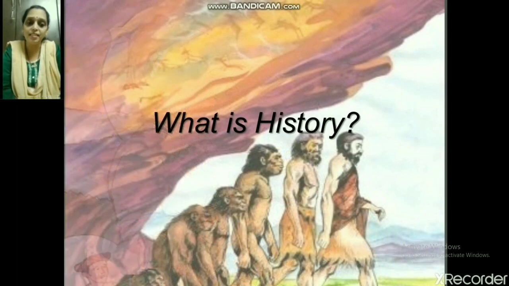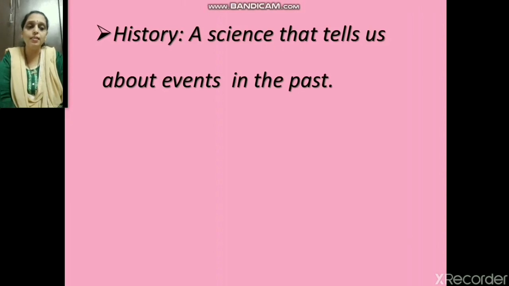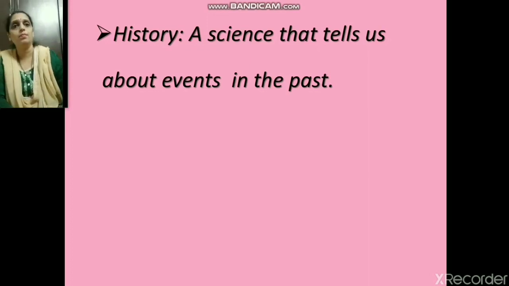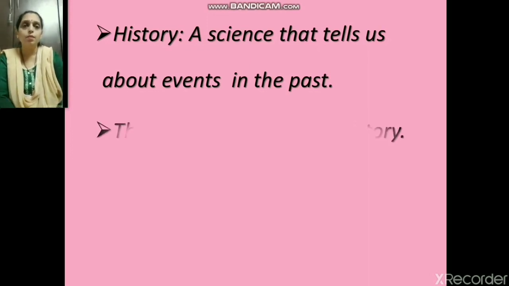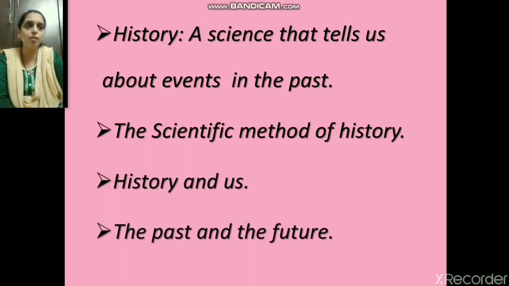What is history? In this lesson, there are 4 subtopics. First, history, a science that tells us about events in the past. Second, the scientific method of history. Then history and us, and the past and the future. From those 4 subtopics, today we are going to learn the first 2 subtopics. Now let's see the first subtopic.